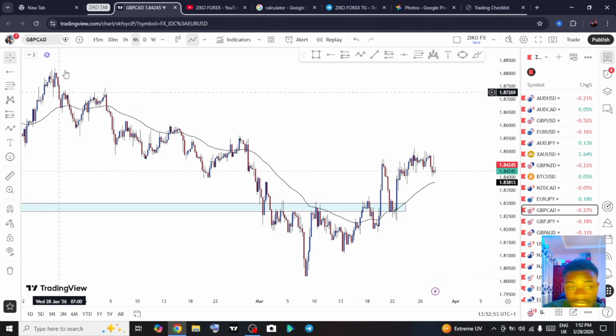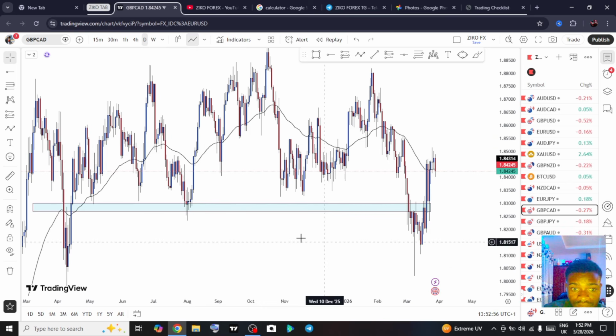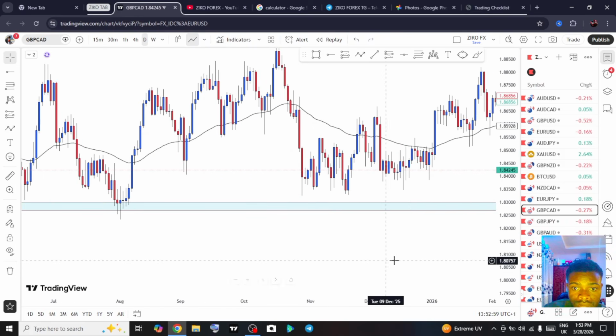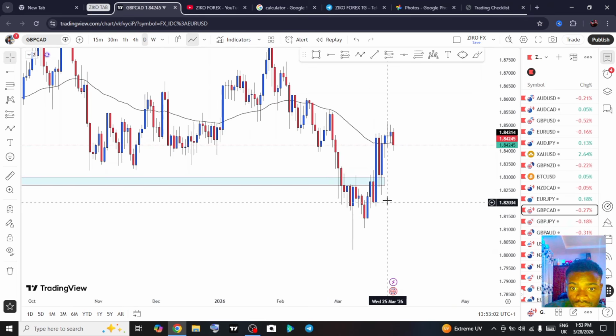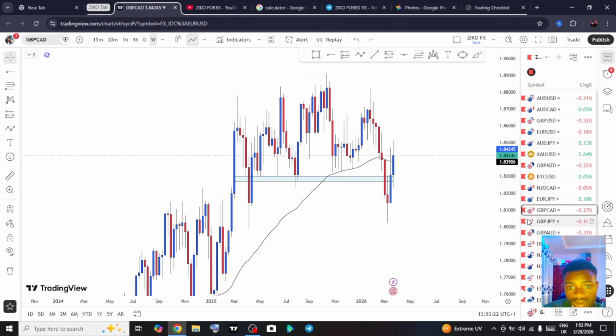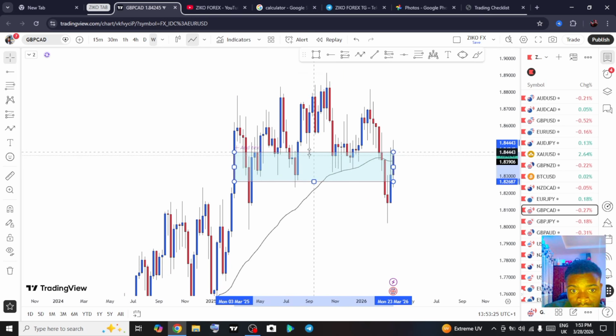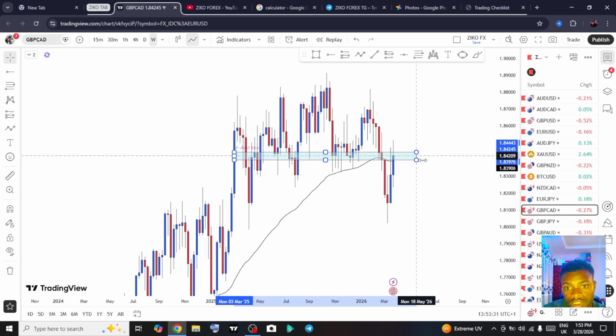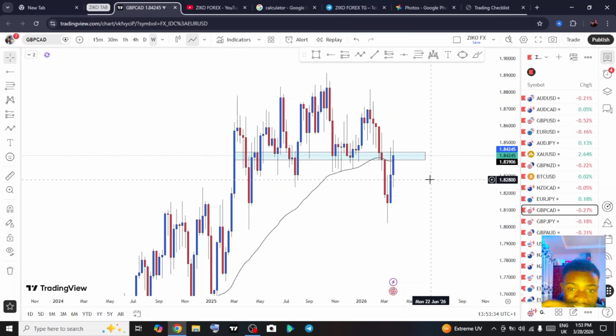GBP CAD, let's see what we have there. So GBP CAD market structure, I can't even see it clean enough, but the structure is actually bullish, right? Daily structure is actually bullish. Weekly structure is, wow, okay, so weekly structure looks very clean. So weekly structure looks clean for a selling trade.